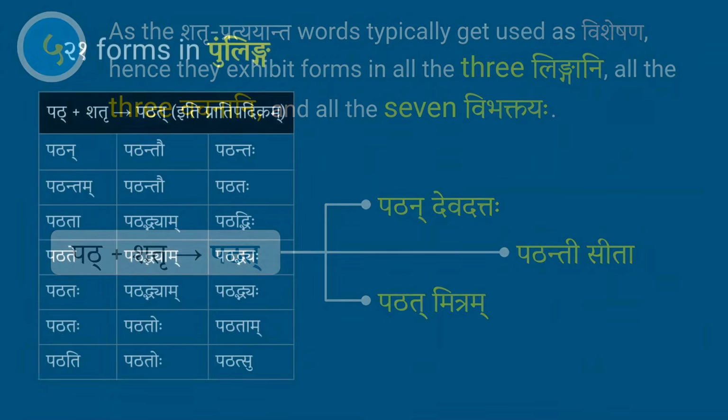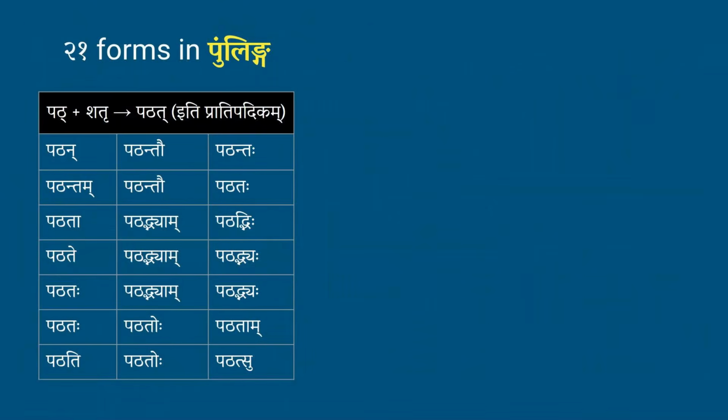The 21 forms of the Pullinga would be Pathan, Pathantau, Pathantaha; Pathantam, Pathantau, Pathataha; Pathata, Pathadbhyam, Pathadbhihi; Pathate, Pathadbhyam, Pathadbhyaha; Pathataha, Pathadbhyam, Pathadbhyaha; Pathataha, Pathatoho, Pathatam; Pathati, Pathatoho, Pathatsu; and the Sambodhana is identical to Prathama.